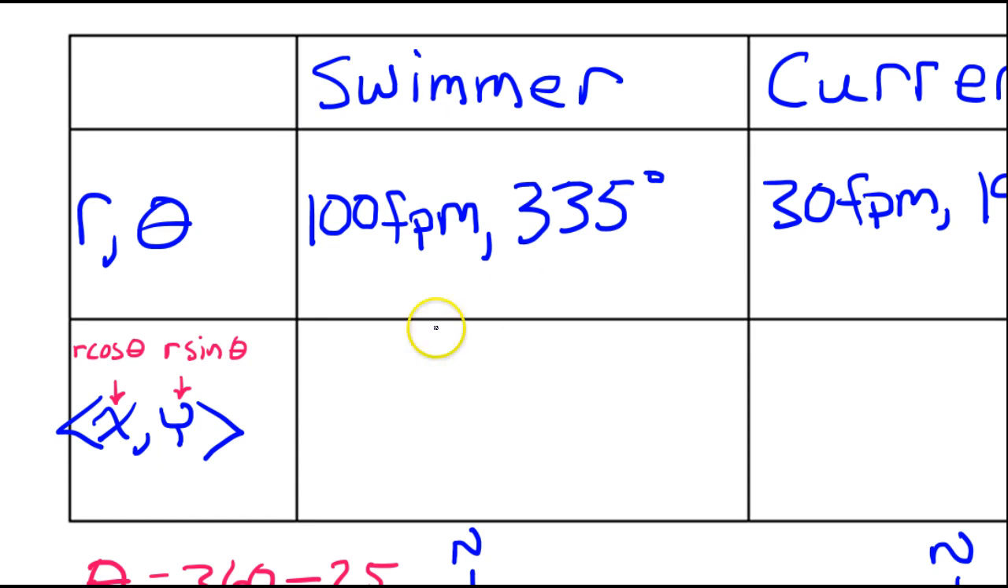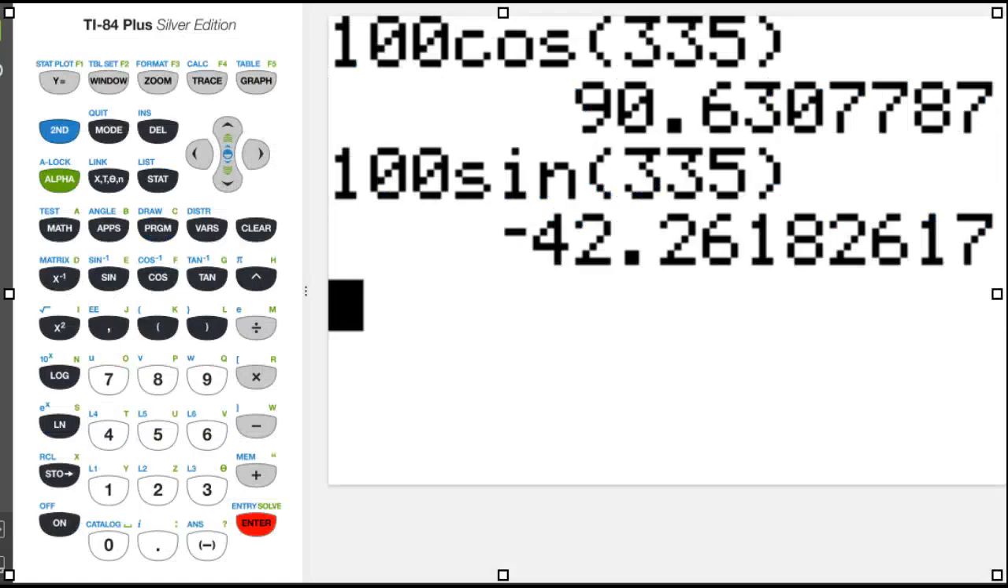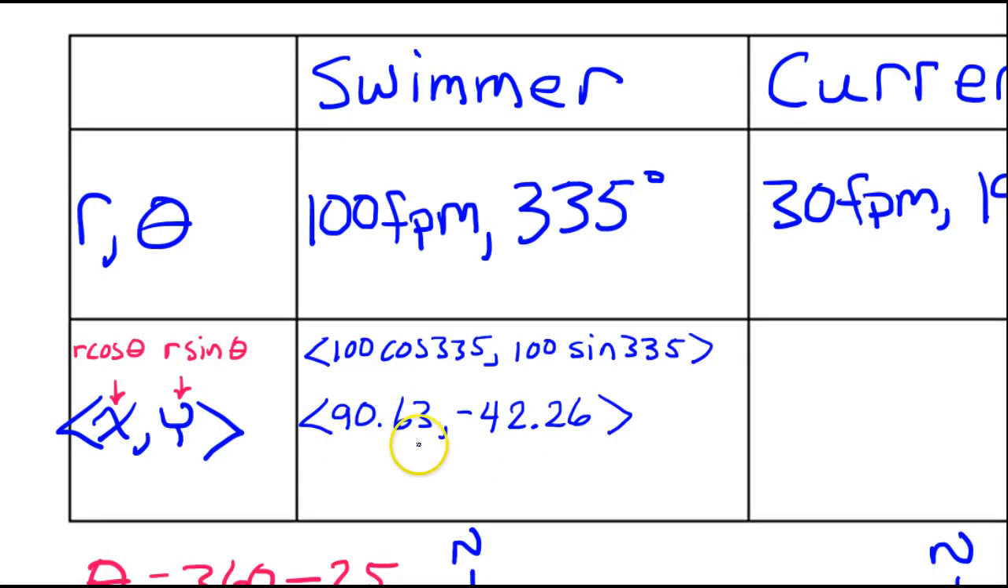So for the velocity of the swimmer, the horizontal component will be 100 cosine 335, and the vertical component will be 100 sine 335. And we can use a calculator to evaluate this. The horizontal component is 90.63, and the vertical component is negative 42.26. So we record that on the chart like this.